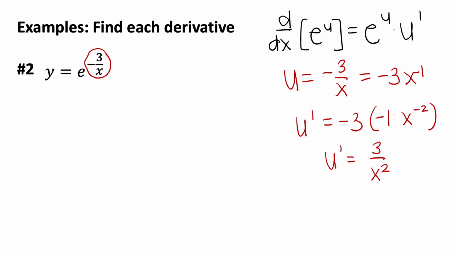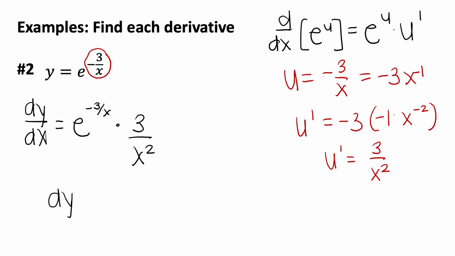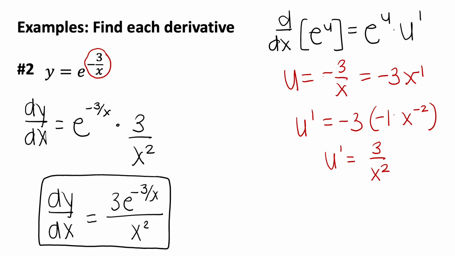So taking the derivative of our function y equals e to the negative 3 over x, our derivative dy dx is equal to e to the u, so e to the negative 3 over x, times u prime, which is 3 over x squared. So we can write our final answer here, dy dx, as 3e to the negative 3 over x all over x squared. Now usually we ask you to change all exponents to positive, but for this section, negative exponents are going to be okay in most cases.